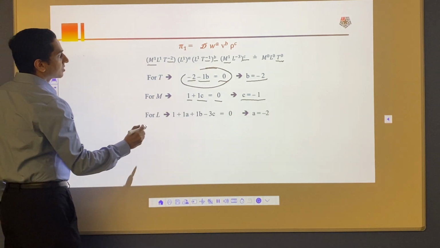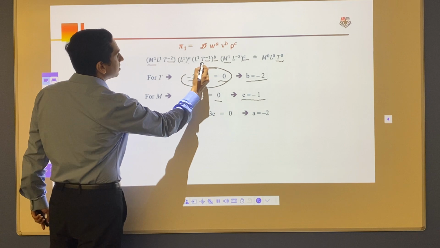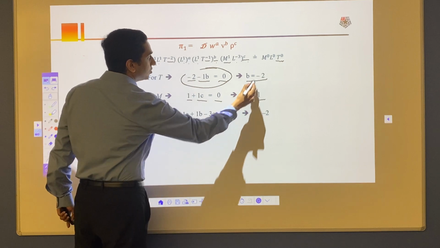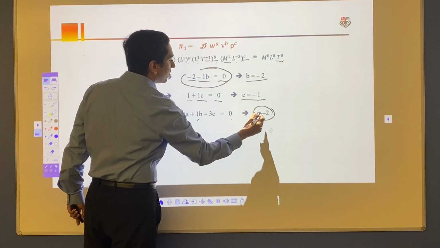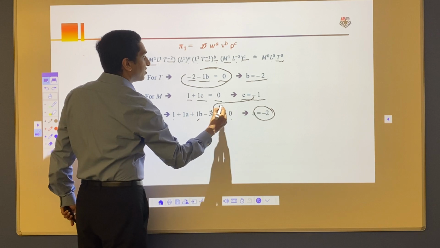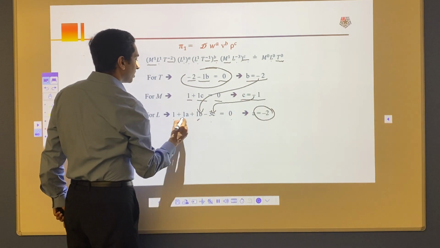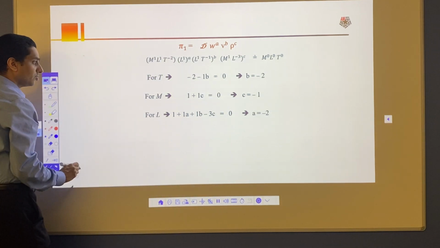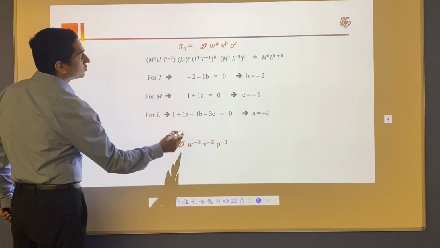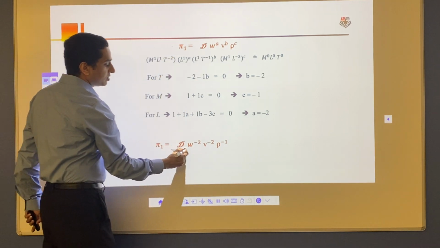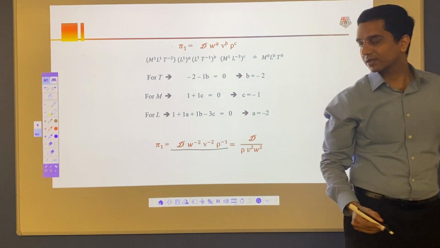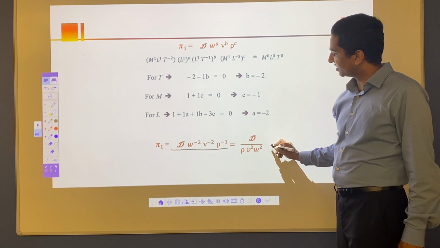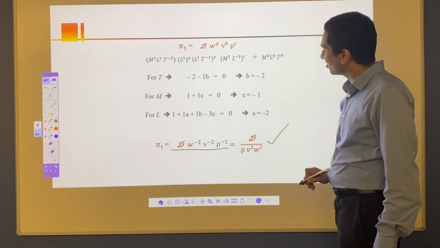For L, 1, 1a, 1b, minus 3c is equal to 0, and then you will get the value of a. So here you can put the value of c and the value of b, and then you can calculate the value of a, which will come minus 2. Once you have those values, put them back into this pi 1 equation, and then you should be able to get your pi 1 like this: drag divided by density, velocity square, w square. This is your dimensionless term, and that is your first answer.